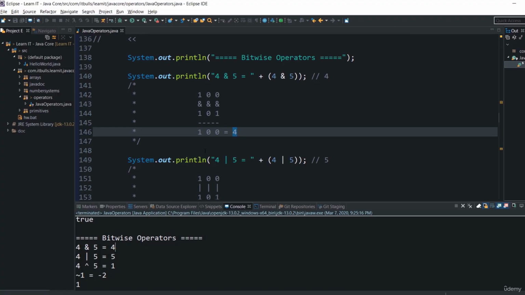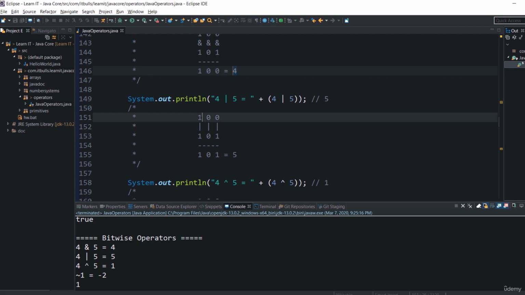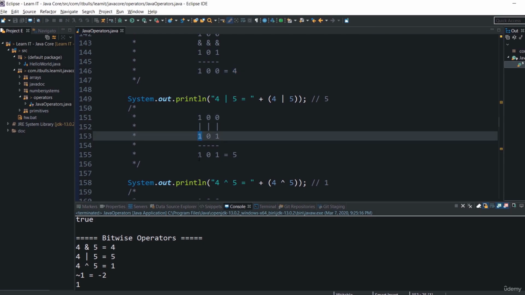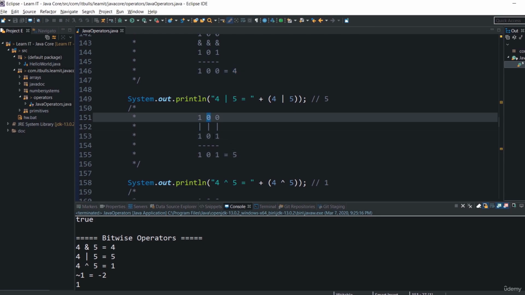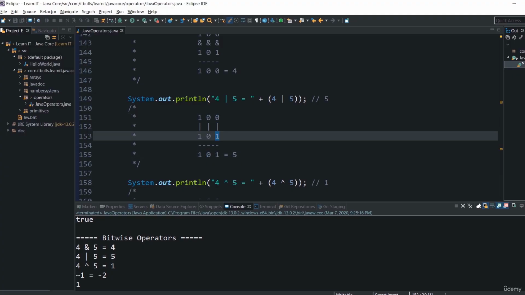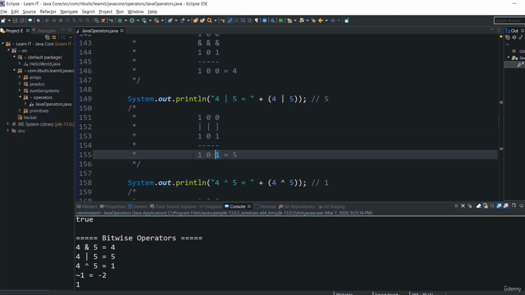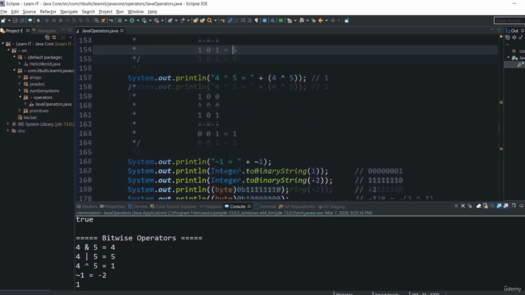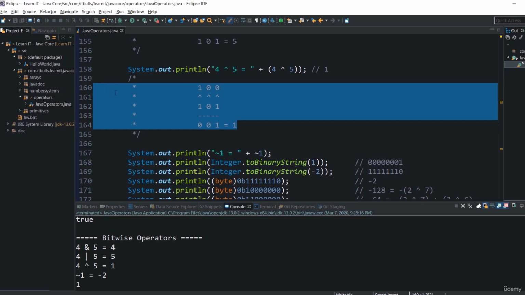The similar example with binary OR operator. True or true will be true. False or false will be false. False or true will be true. This number in decimal format will be equal to 5. Feel free to investigate this XOR example by yourself.